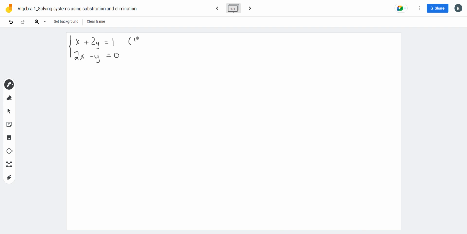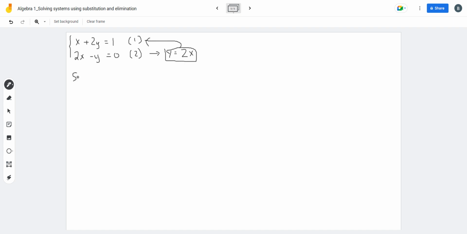Okay, so equation 1, equation 2. In this case, I'm going to substitute y in terms of x. So here I would have y equal to 2x. All right, and then I'm going to substitute y into equation number 1.